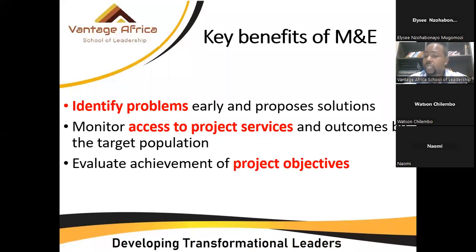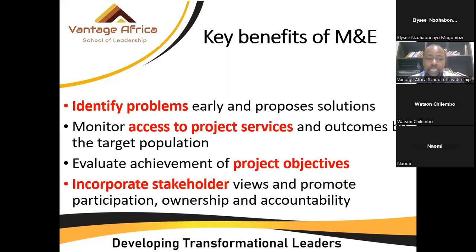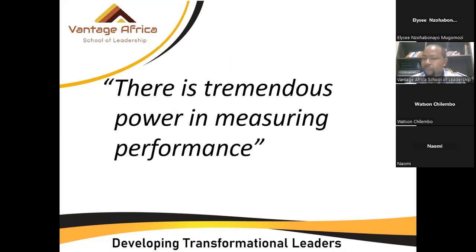Evaluate achievement of project objectives. So this is where we usually say this project has achieved 70% of its objectives. And we are very clear, it is not 71 or 69, it's 70. And you can say that with a lot of certainty. Incorporates stakeholder views and promotes participation, ownership, and accountability. There is something that we're going to be looking at towards the end of our training called participatory monitoring and evaluation. And we're going to be seeing how this brings in participation, ownership, and accountability.